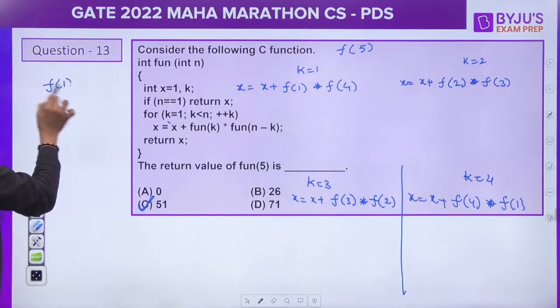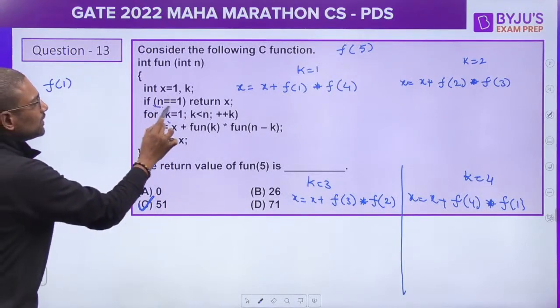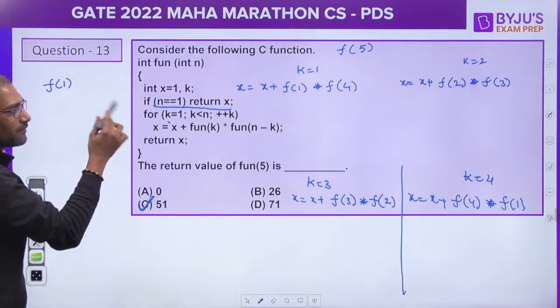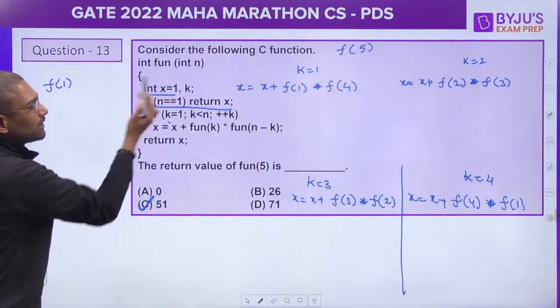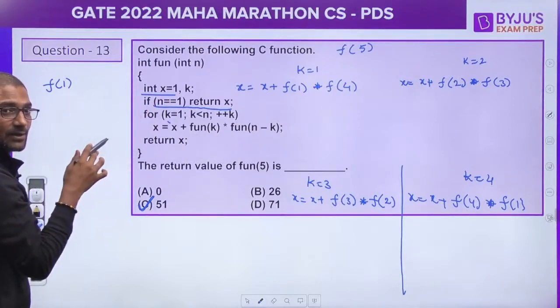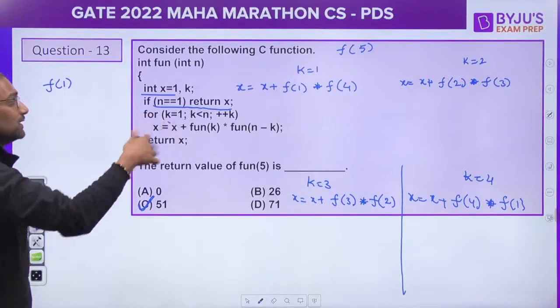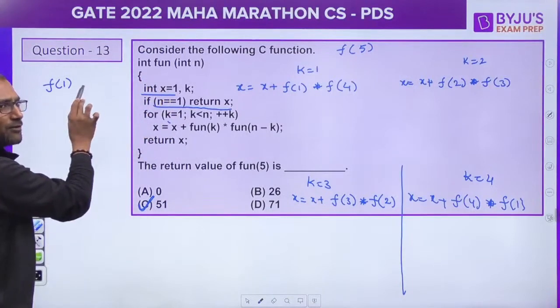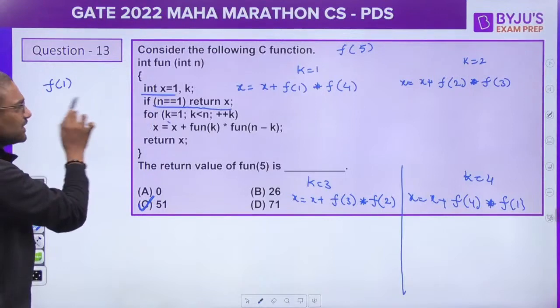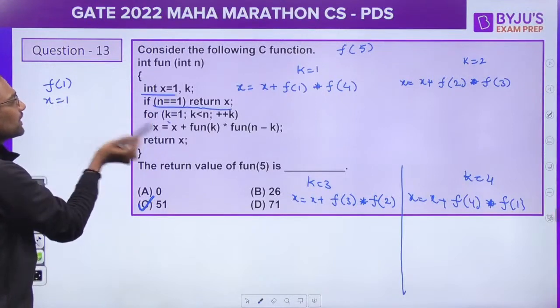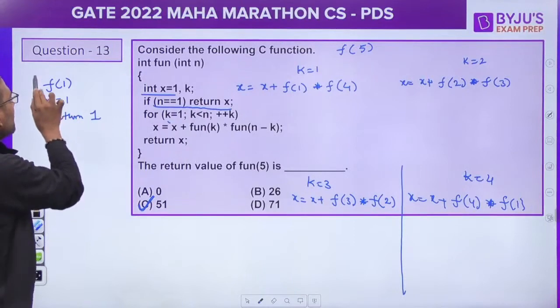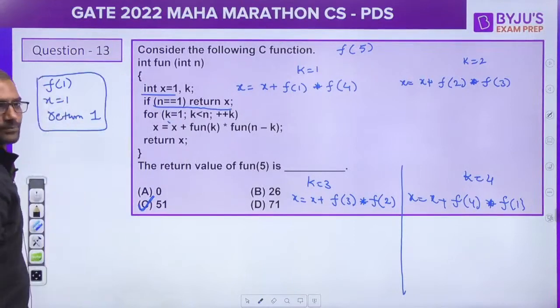Now what can be found easily? We know when n is equal to 1, return x. Every time it is not a static variable. If that were a static variable, it would be even more lengthy. As now it is not static, simply you can say f of 1, int x is initialized, return x. So it returns 1. So f of 1 means 1.